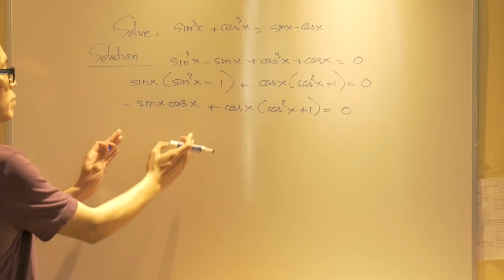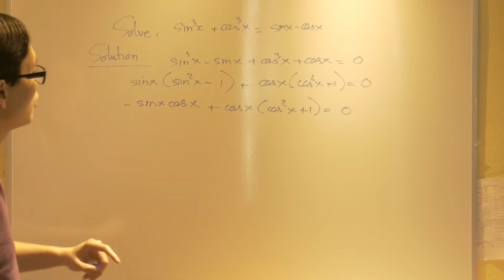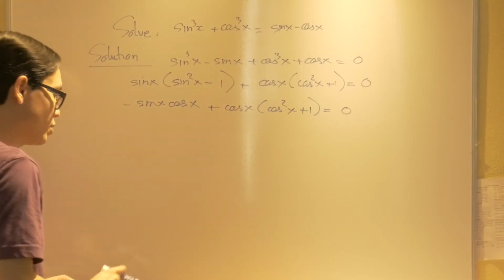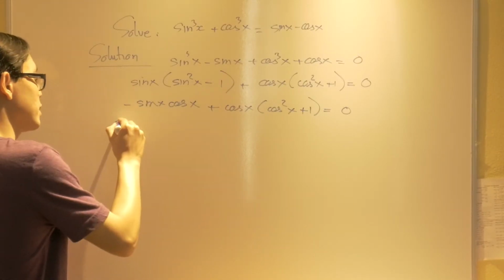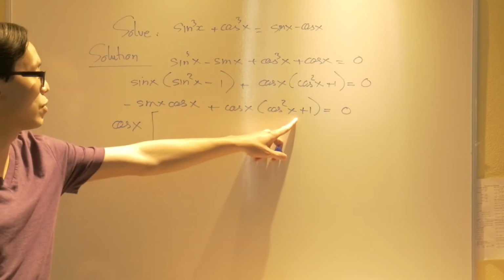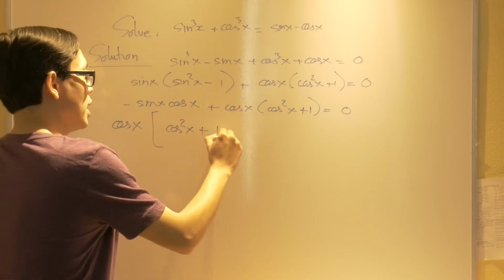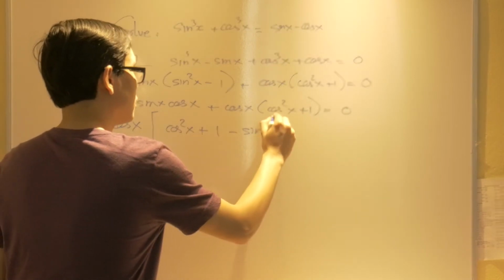And now we have two terms separated by a plus sign. We also see that cosine x is in common over here, so I take cosine x out. What you have left is cosine squared x plus 1 minus sine of x, equal to 0.